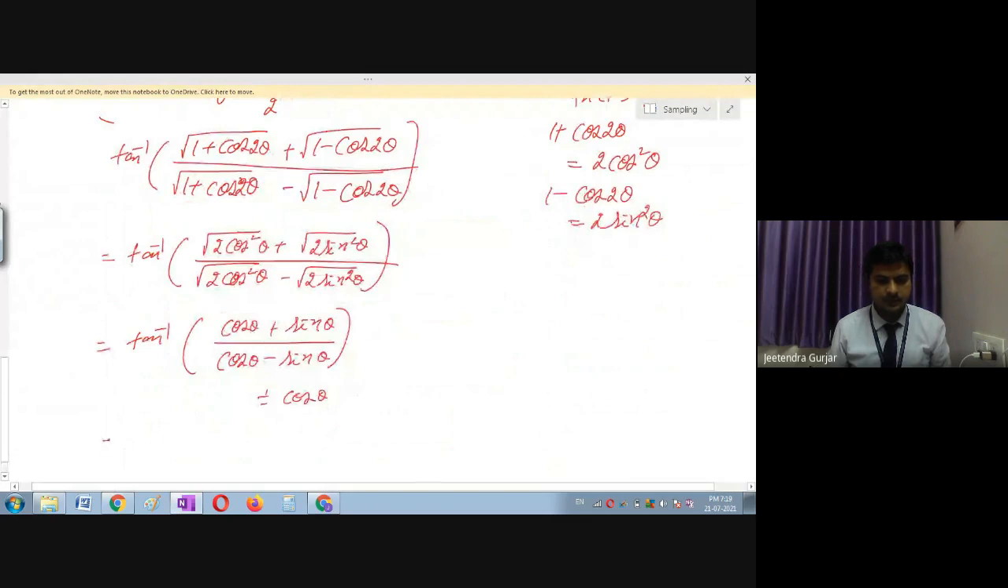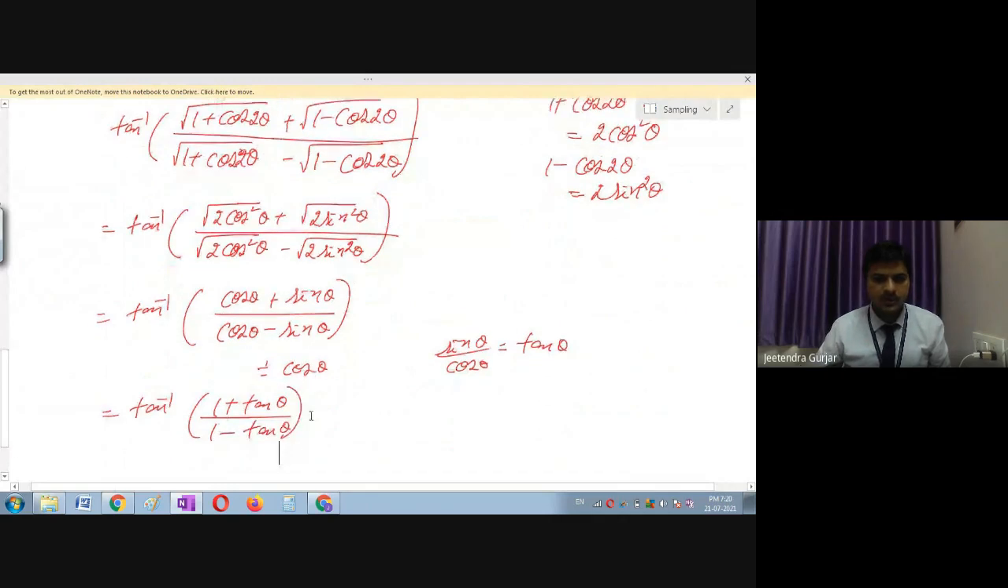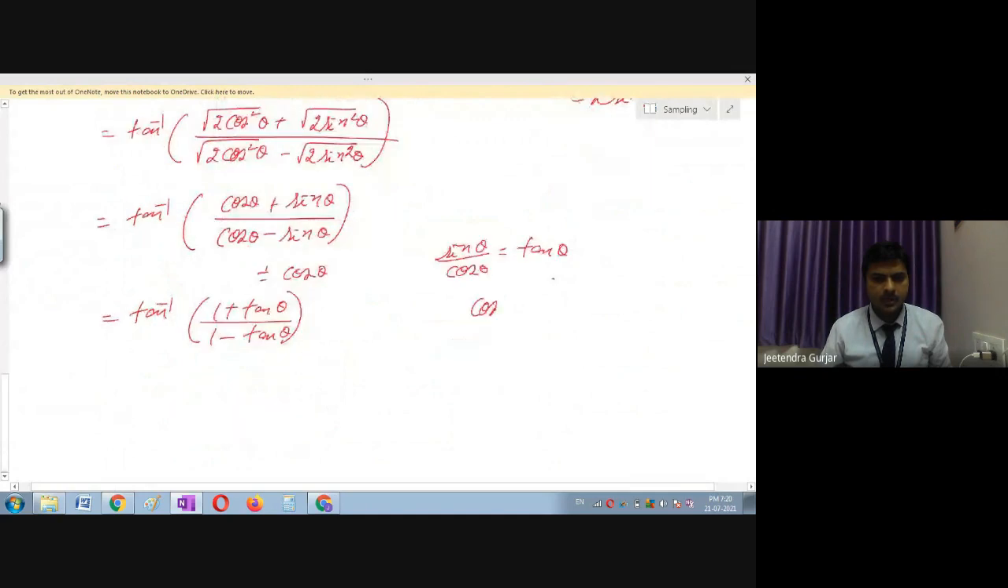This will become tan inverse of 1 plus tan theta, since sine theta divided by cos theta will be equal to tan theta. So I am dividing everywhere by cos theta. As you can see, cos theta will get cancelled. Cos theta upon cos theta will be equal to 1. So therefore, now you remember the formula 1 plus tan theta.